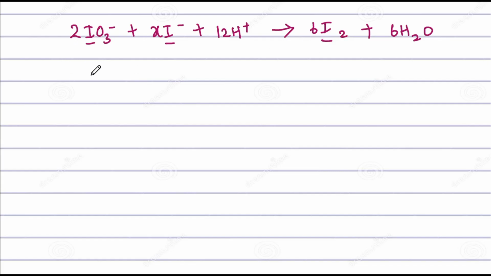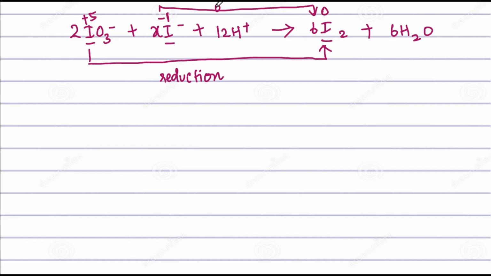The oxidation state of iodine in IO3⁻ is X minus 2 into 3 equal to minus 1, X minus 6 equal to minus 1. So the value of X is plus 5. So plus 5 is the oxidation state of iodine. Then the oxidation state of iodine in iodide ion is minus 1. Then the oxidation state of iodine in the elemental form I2 is 0. From plus 5 to 0, it is a decrease in oxidation state, so it is reduction. Then from minus 1 to 0, it is an increase in oxidation state, so it is oxidation.